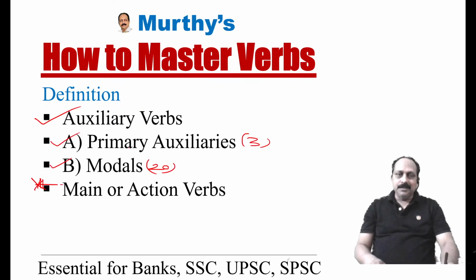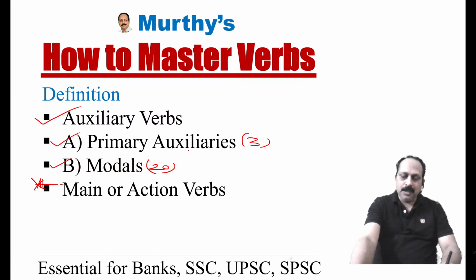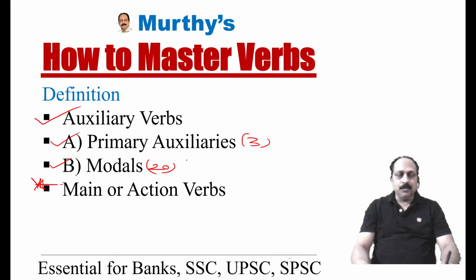Now let us go to primary auxiliaries. If you take auxiliary verbs and main or action verbs, auxiliary verbs again have two types. Primary auxiliaries, what are those? Am, is, are, usually people know. That is known as the primary auxiliary be, or to be. The second one, the primary auxiliary do. The third one is very important, primary auxiliary have.